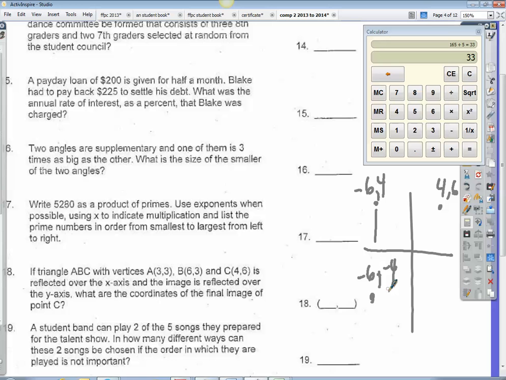Oh, sorry, my bad. Hold on a second. So, sorry, so it's -4 over 6. So then you reflect it over, so that's going to be -4, -6. All right, so there's that answer. I got that.